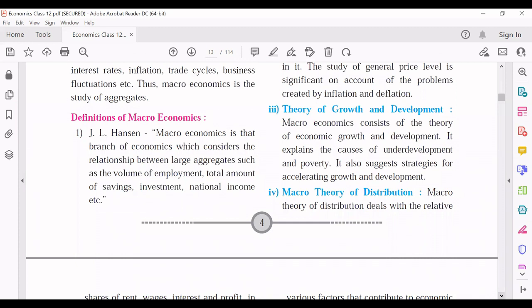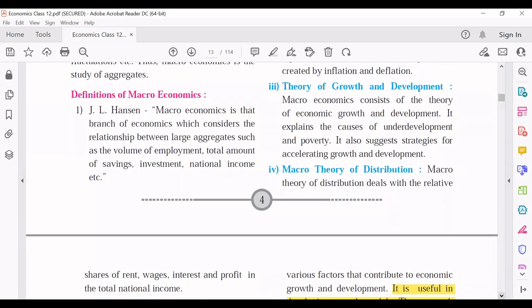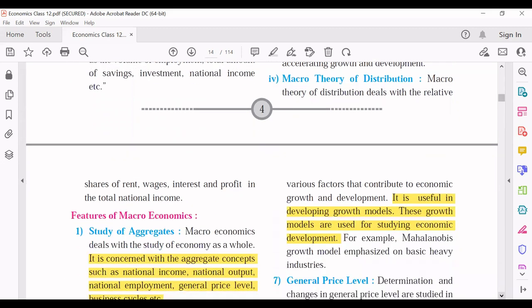Fourth, we can say that macroeconomics is the theory of distribution. It deals with how the total economic income can be divided into rent, wages, profit, interest, etc. So the nation's total national income is divided into various factors, that is rent, wages, interest, profits, etc. How this can be done, we can see in the theory of distribution.